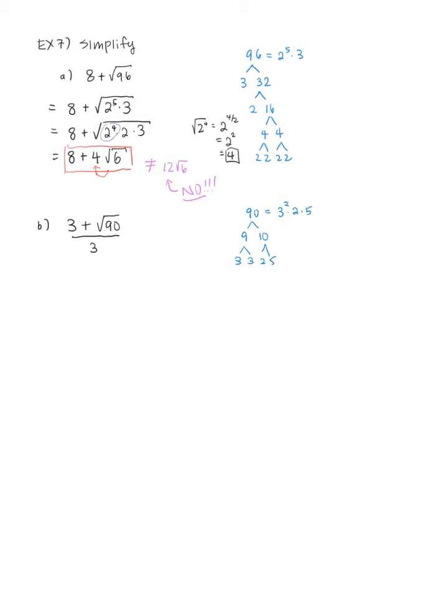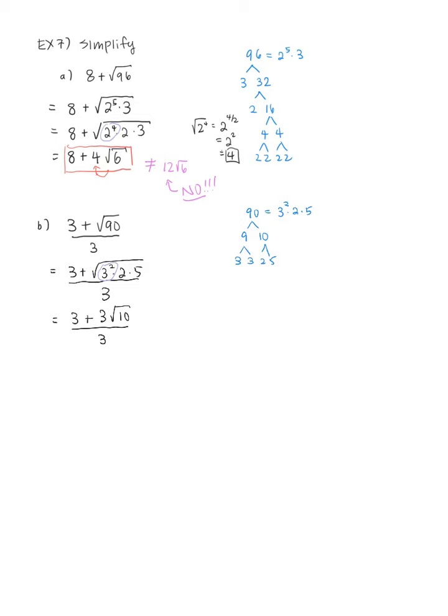So let me just rewrite it. So this is the same thing as 3 plus the square root of 3 squared times 2 times 5, whole thing divided by 3. All right, now let me just keep simplifying the square root. So this guy is perfect. So what we have left is 3. I'm just going to trail down the 3 plus. Now square root of 3 squared gives 3. And then the rest of it is square root of 2 times 5, which is going to give us 10. Whole thing divided by 3.